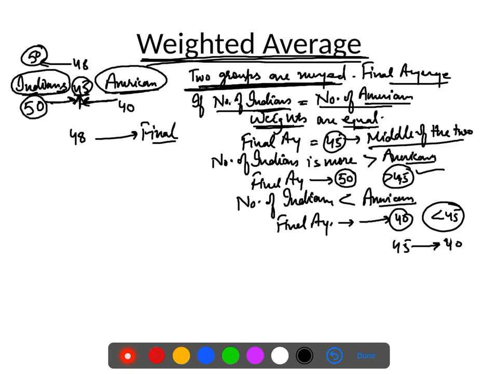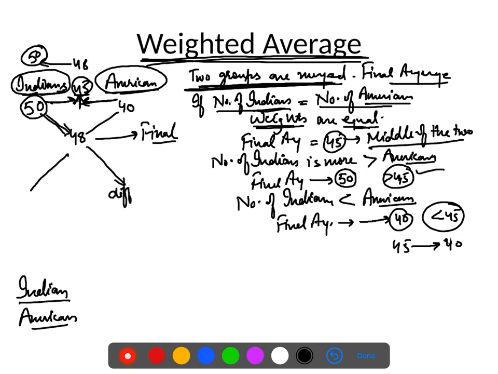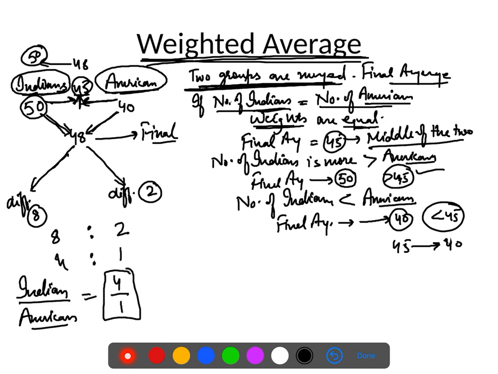Can we actually figure out the ratio of number of Indians upon number of Americans? The ratio in which Indians and Americans have been added. Make a cross. So 50 and 48, the difference of 50 and 48, write it here. 40 and 48, write the difference here, which is 8. This 2 is to 8, or 1 is to 4, is the ratio of Indians to Americans.